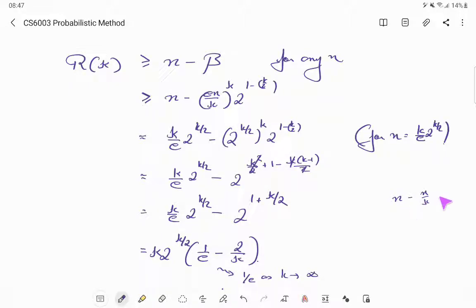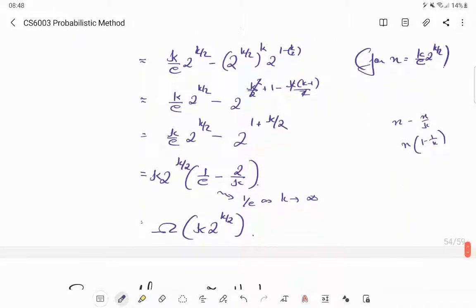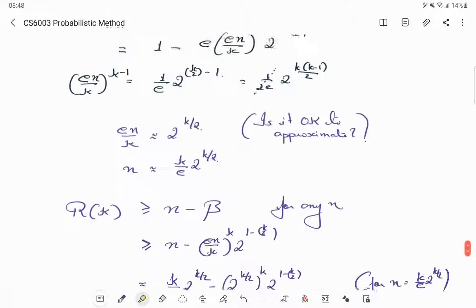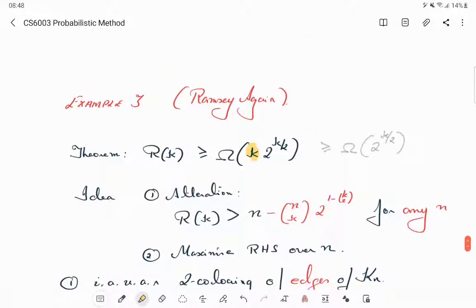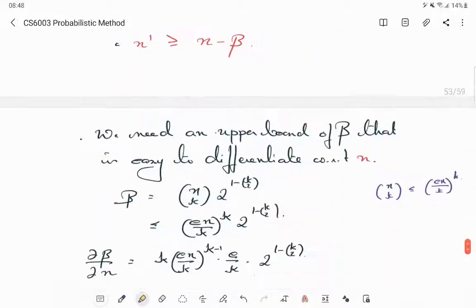So you are almost left with n times (1 minus 1 by k), which is close to n. Okay, you are only deleting. Think about k as like 5 or larger. Okay, so this gives you this Omega(k) times 2 to the power k by 2 bound, which we had promised. This is the bound that we had promised in the theorem.